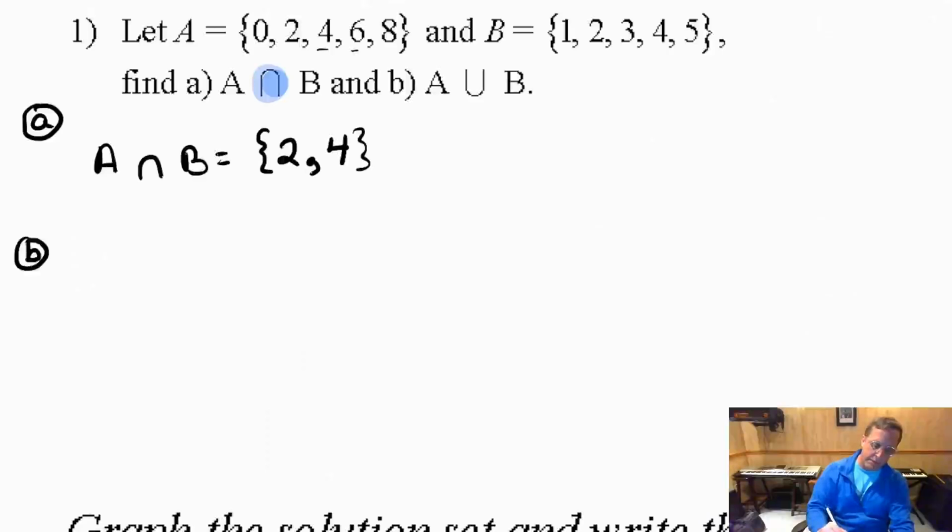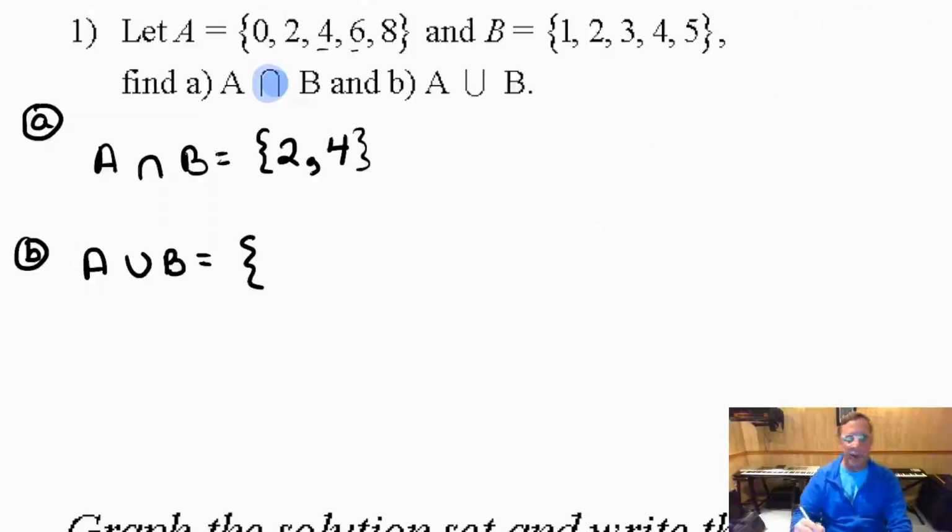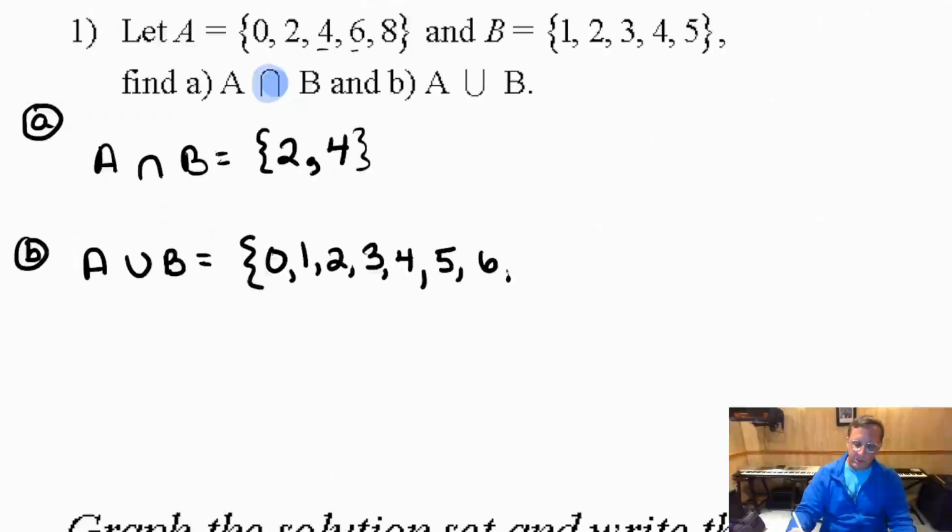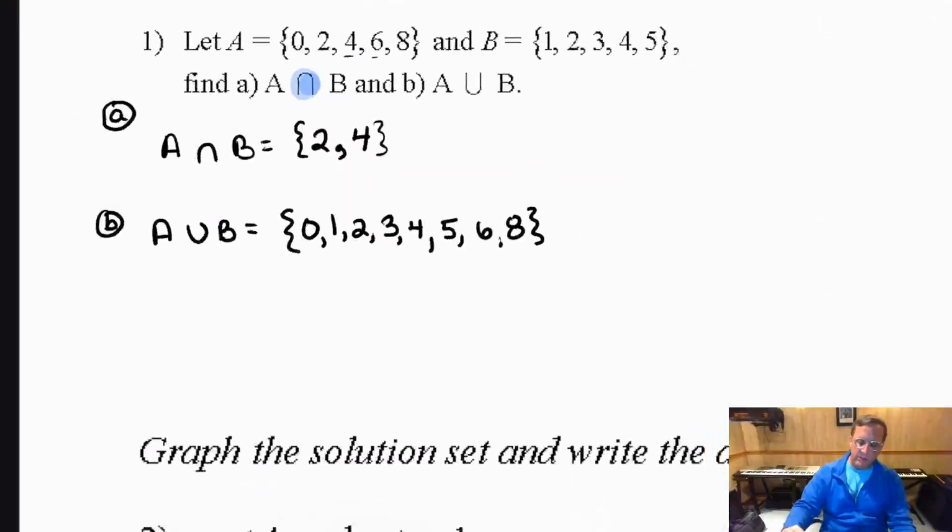All right, for example B, we're looking at the union. So A union B, we're going to use set notation again for that one. And A union B is basically everything. So we're just going to write all the numbers. So 0, there's a 1, there's a 2 in both those lists. Well, it doesn't matter if it's in both. There's a 3 in one of those lists. There's a 4. There's a 5. There's a 6. There's no 7, but there's an 8. And so there's the union.